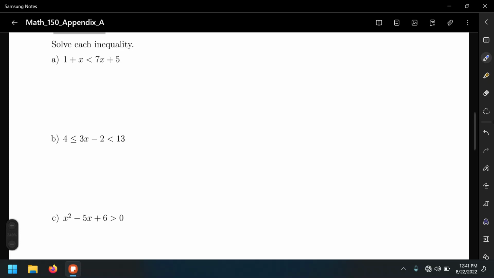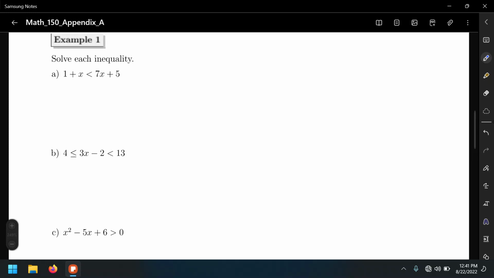So, well, the first example, let's solve this inequality. We have 1 plus x less than 7x plus 5. All right. Well, the way we solve inequalities is very similar to the way we solve equations. Whatever you do on one side, you do on the other side. The only difference is that when we multiply or divide by a negative number, that changes the whole game and we need to reverse the inequality symbol. That's all we do, but other than that, it's pretty much the same. So let's go ahead and solve this inequality.